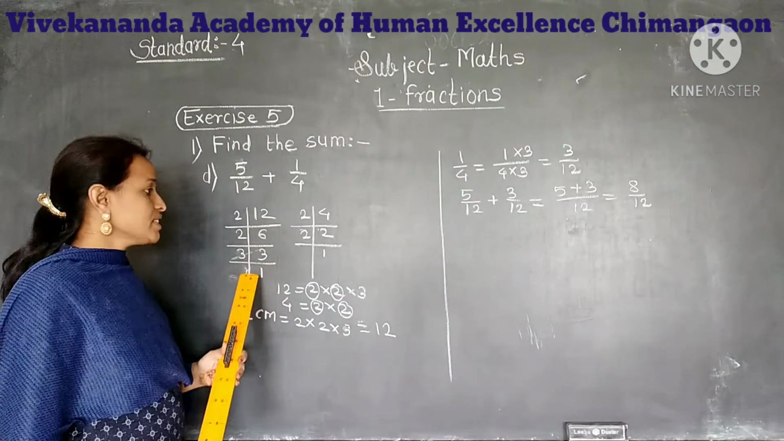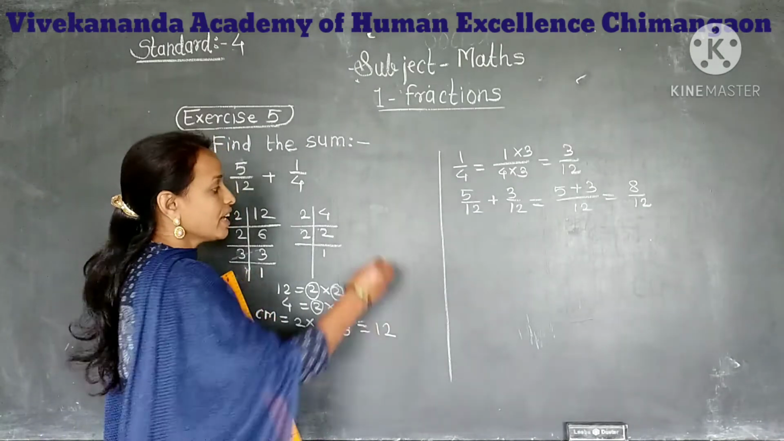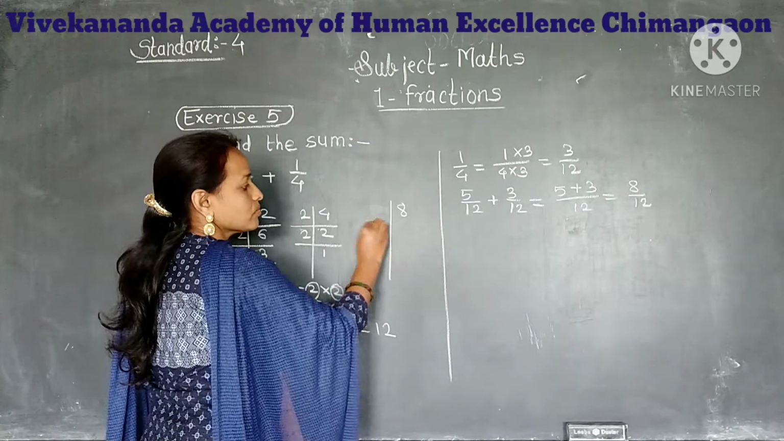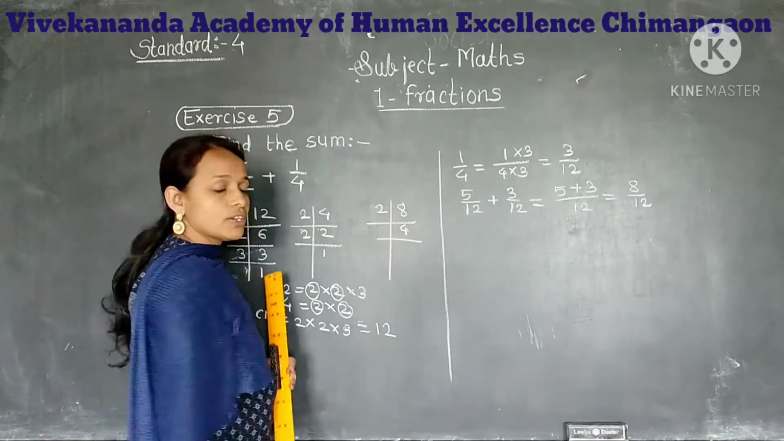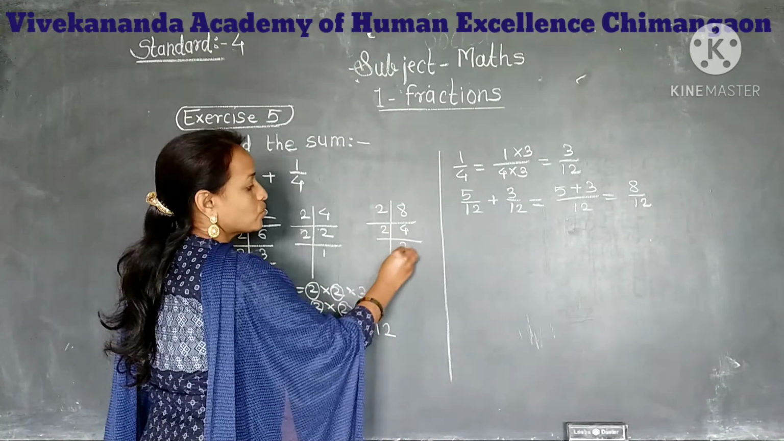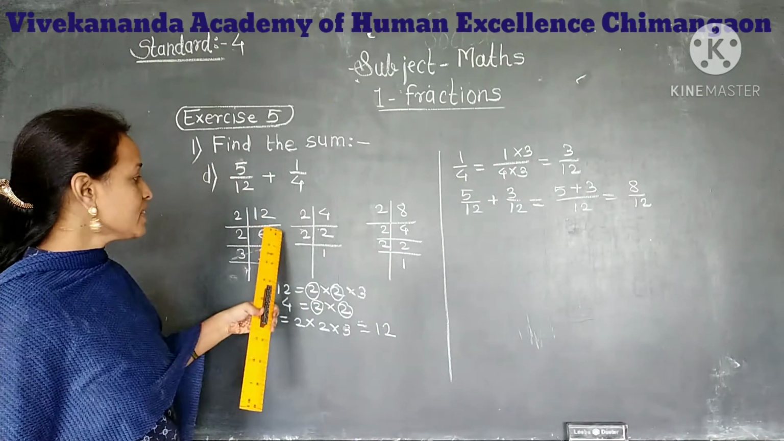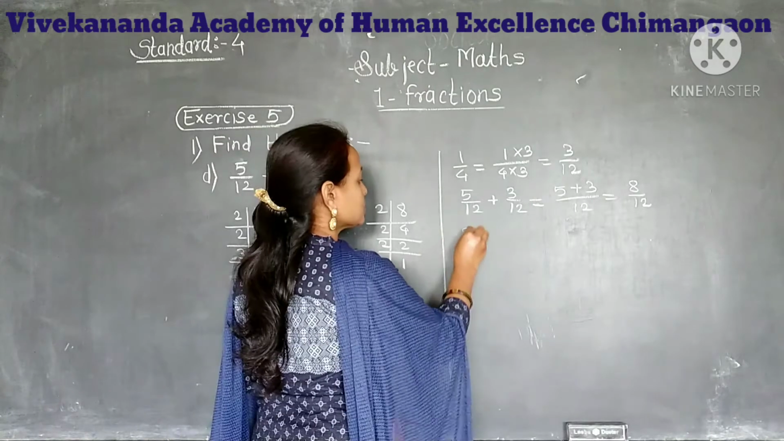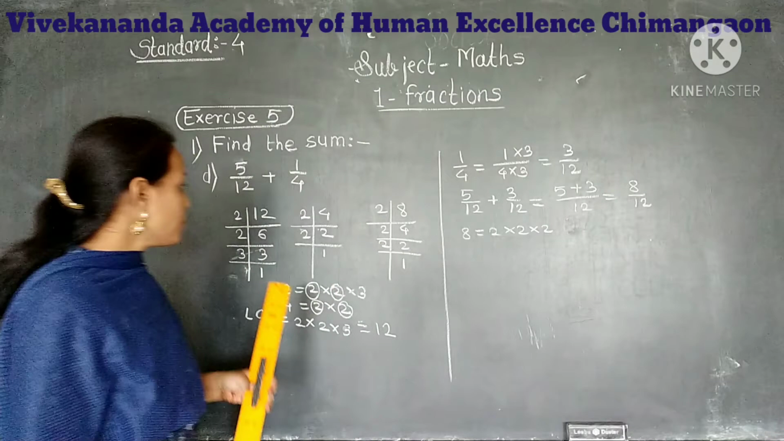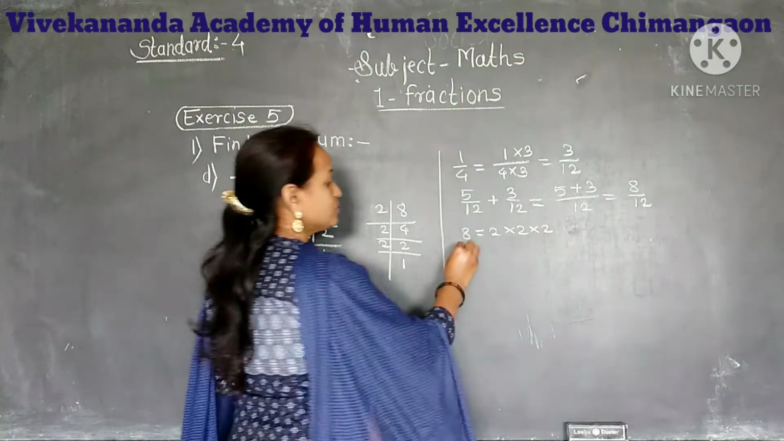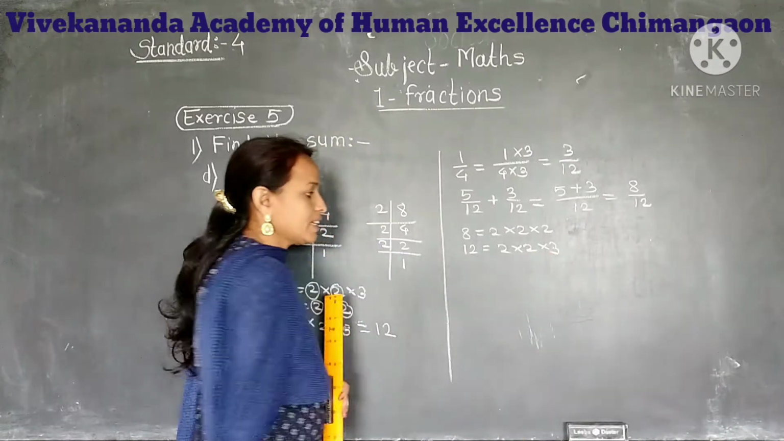12, its prime factorization we already found. Now we find prime factorization of 8. 8 is divisible by 2. 2 4s are 8. 4 is divisible by 2. 2 2s are 4 and 2 1s are 2. Here prime factorization of 8 is 2 into 2 into 2. And prime factorization of 12, 2 into 2 into 3.